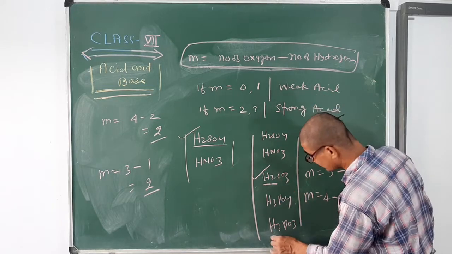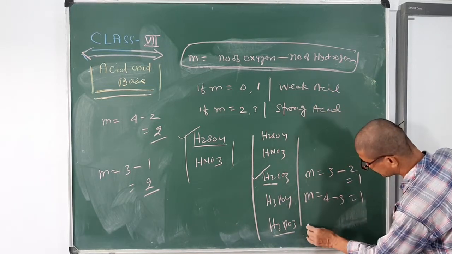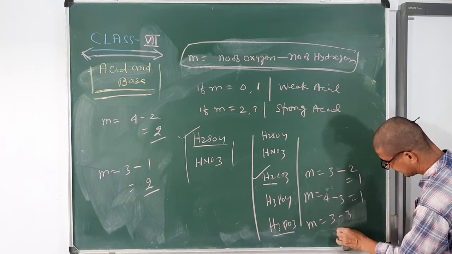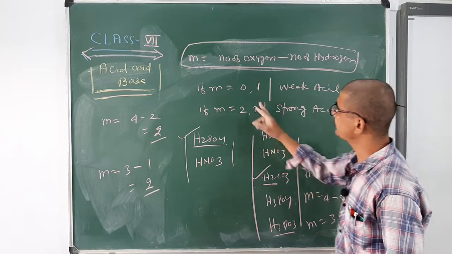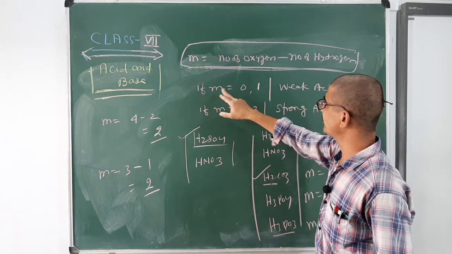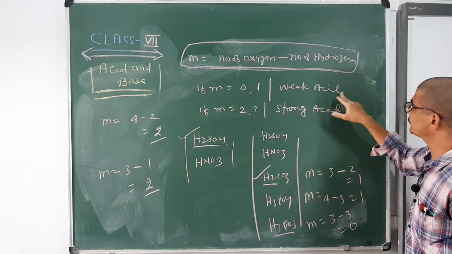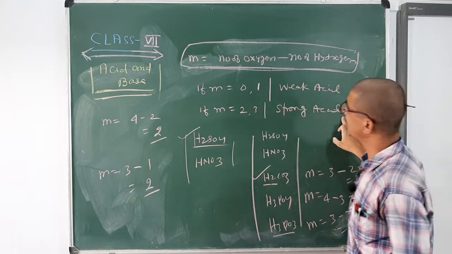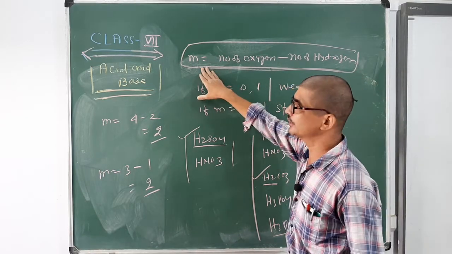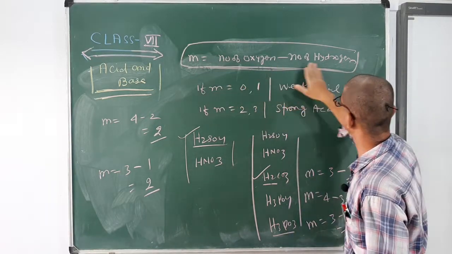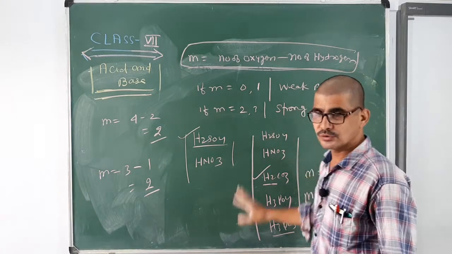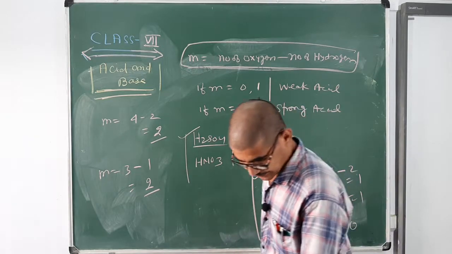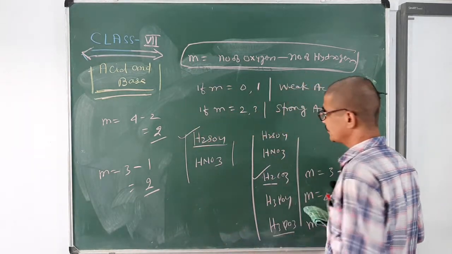Now, it is called phosphorus acid. In case of phosphorus acid, M equals number of oxygen, which is 3, minus number of hydrogen, which is 3, equals 0. I already explained before, if the value of M is either 0 or 1, they are weak acids, and if the value of M is 2 or 3, it is called a strong acid. And how can you calculate M? M is calculated with the help of the formula number of oxygen minus number of hydrogen. So, students, I hope that is clear, your concept?